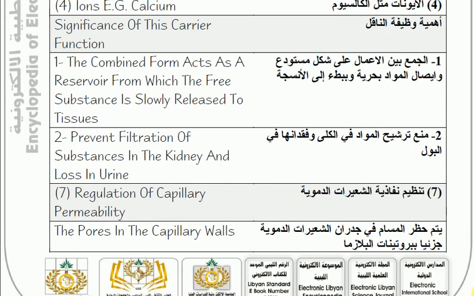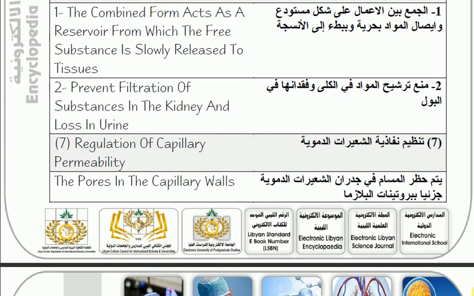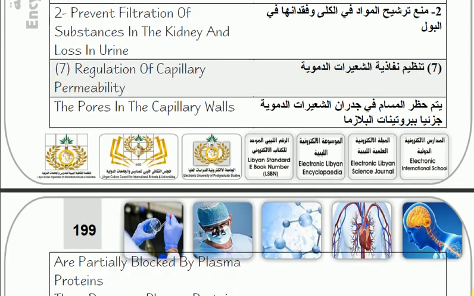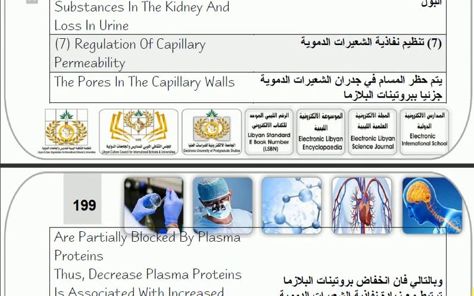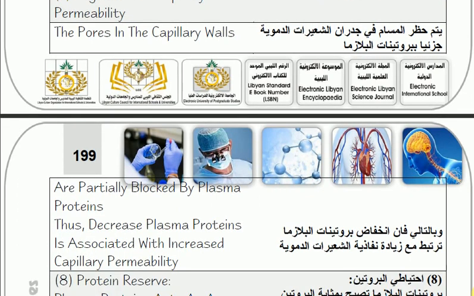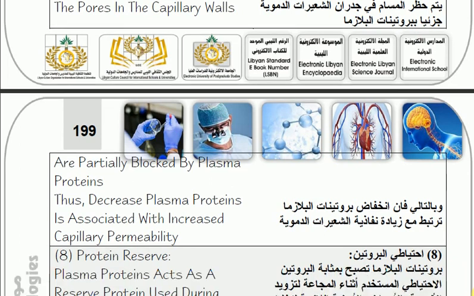1. The combined form acts as a reservoir from which the free substance is slowly released to tissues. 2. To prevent filtration of substances in the kidney and loss in urine. 7. Regulation of capillary permeability. The pores in the capillary walls are partially blocked by plasma proteins. Thus decreased plasma proteins is associated with increased capillary permeability.